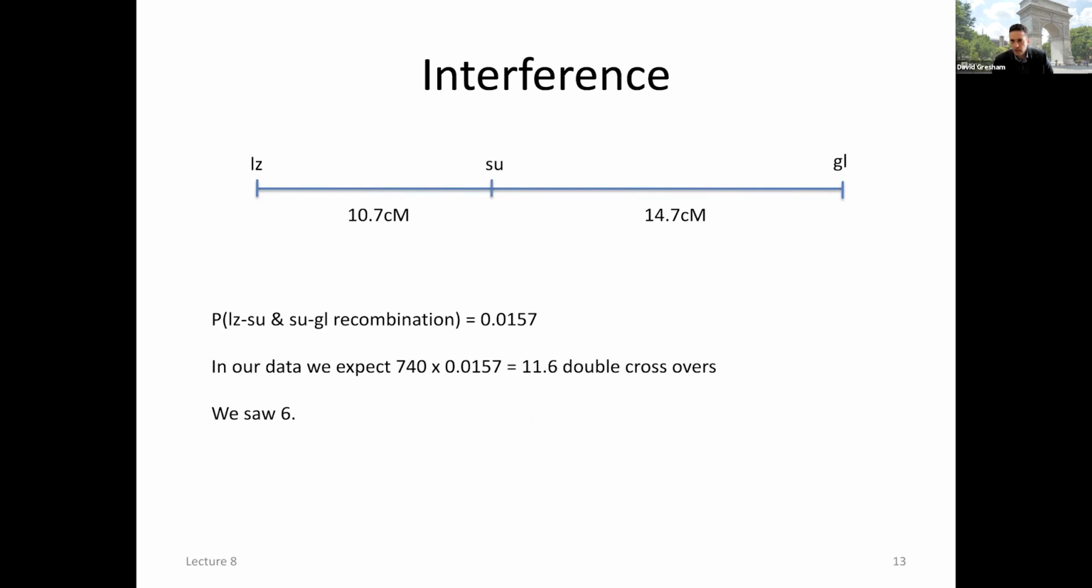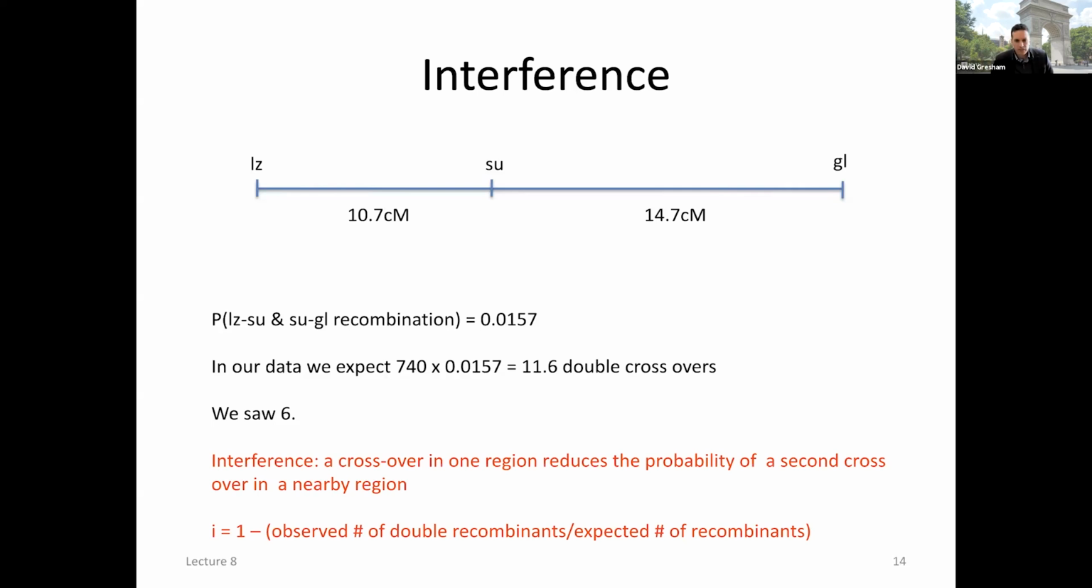However, in our empirical data, we see 6. And why is this? This is because of a phenomenon known as interference. Interference is the phenomenon in which a crossover here is going to reduce the probability of having a crossover in the region adjacent to it. And we can quantify this as simply 1 minus the observed number of double recombinants divided by the expected number of double recombinants. This is our expected number, and this is our observed number.